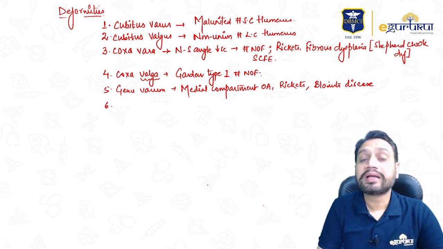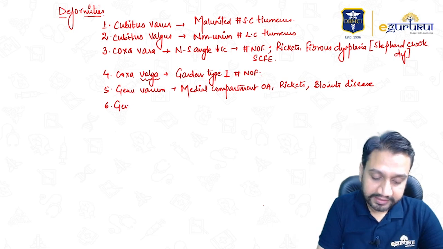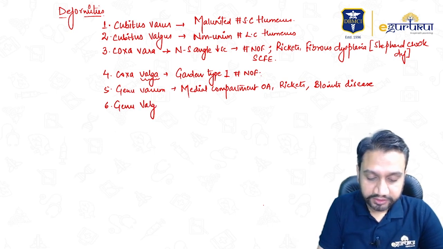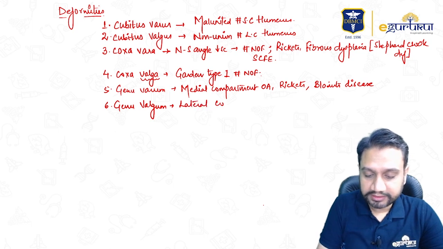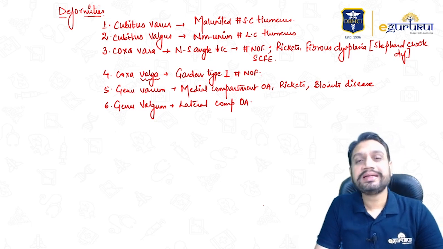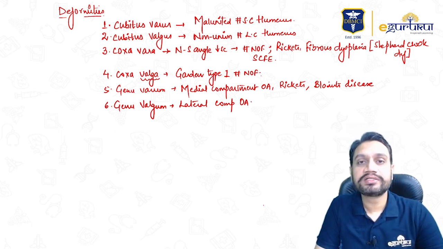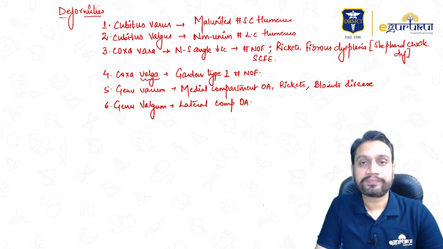Similarly, for genu valgum, we have the lateral compartment osteoarthritis. Okay, and then obviously malunited fractures can be a reason for any kind of deformity anywhere, right?